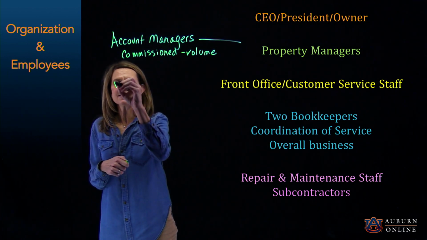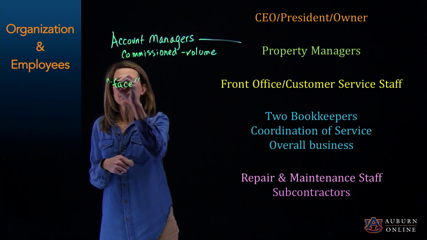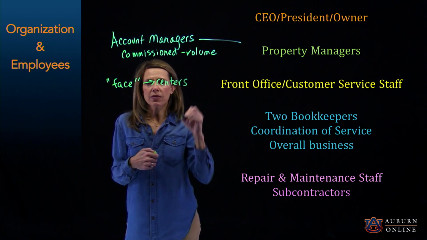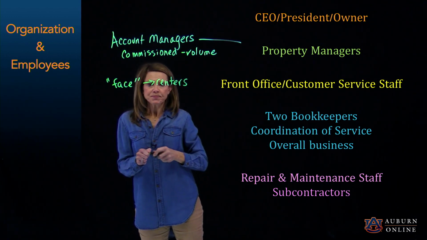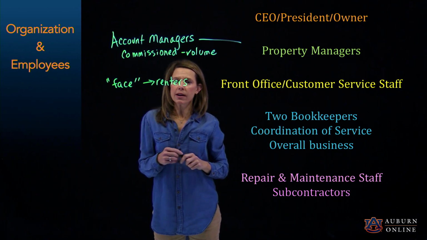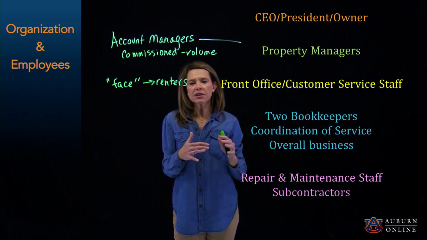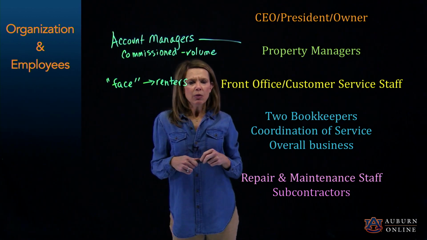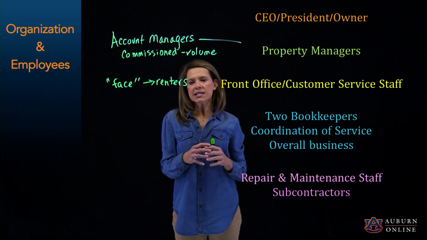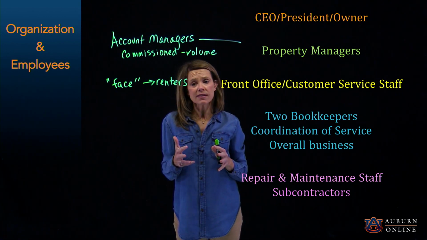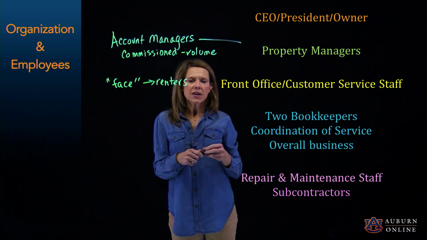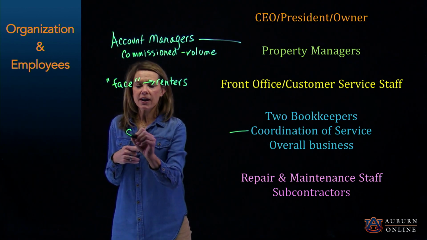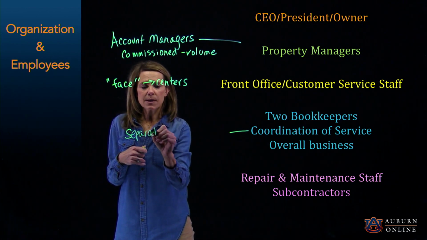And when we talk about the face of the company, we're talking about the face to the renters, right? So these are the primary people that the renters are going to be dealing with. Now, from a back office standpoint, we've got a couple of bookkeepers, and those bookkeepers are going to be doing different things, and so their responsibilities are separated. One of the bookkeepers is responsible for coordinating all of the service that needs to be performed on the properties. And so this bookkeeper has her own account, okay? And so it's a separate account that the bookkeeper has.